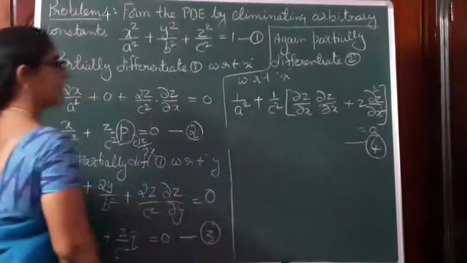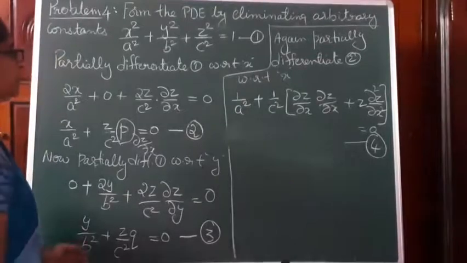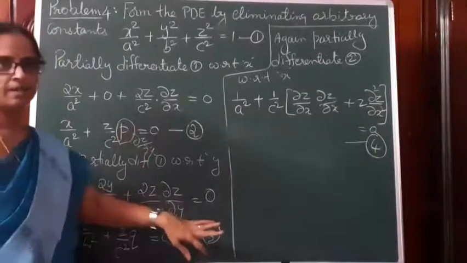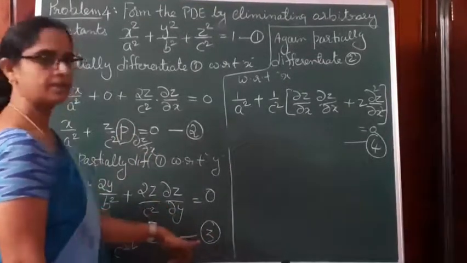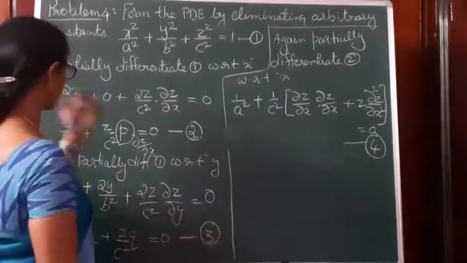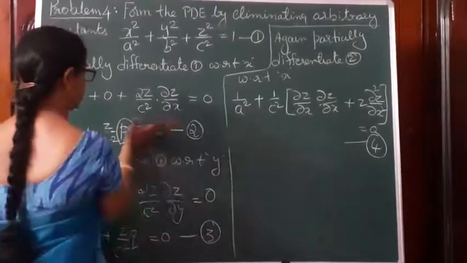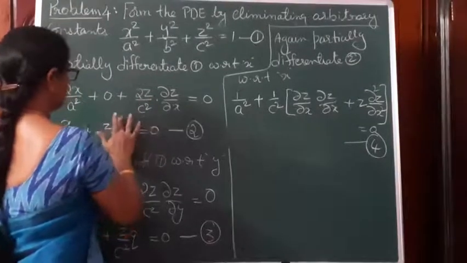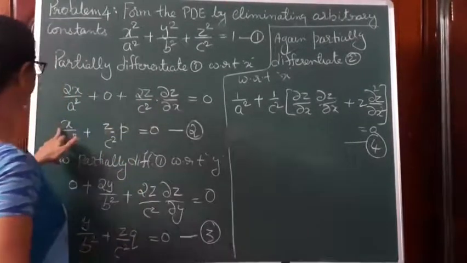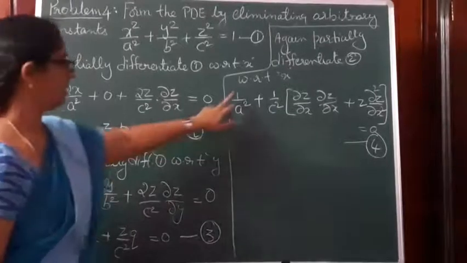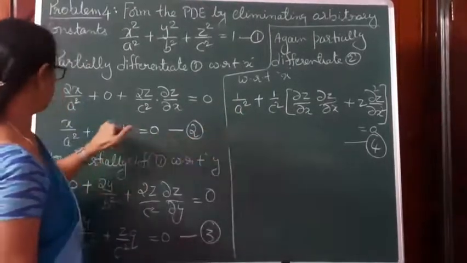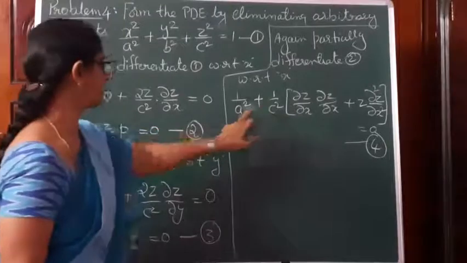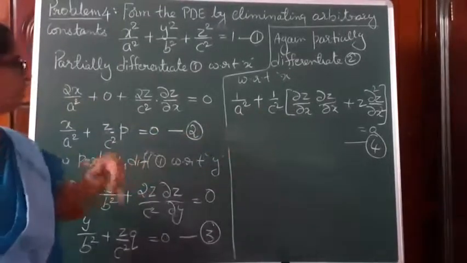Now check whether you can eliminate the constants. Otherwise, we partially differentiate equation 3 with respect to y. First let us check whether we can eliminate or not. If you observe equation 2, here we have x by a square. Here we have 1 by a square, and we have 1 by c square. Here also 1 by c square, and right hand side is 0.